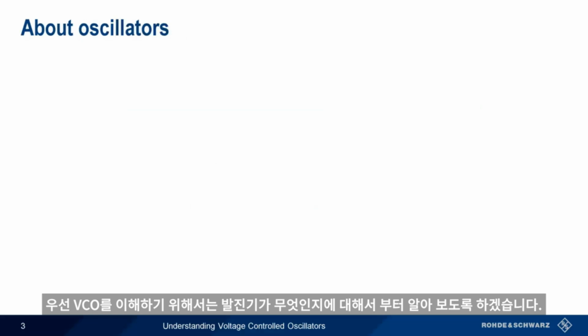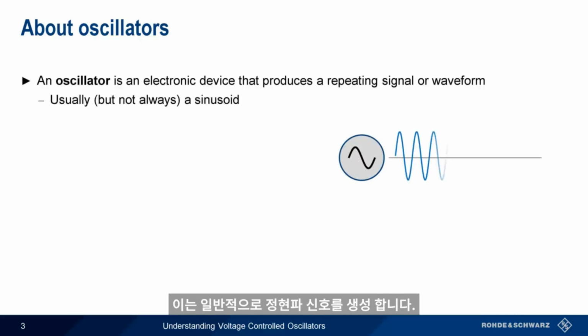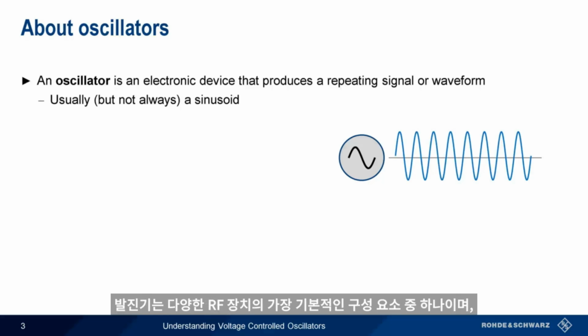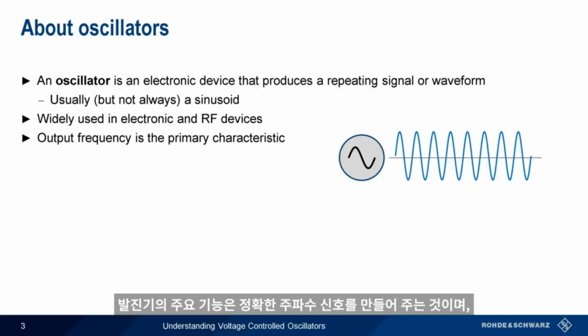To understand voltage-controlled oscillators, we'll start with a quick explanation of what an oscillator is. Broadly speaking, an oscillator is an electronic device that produces a repeating signal or waveform. This is usually, but not always, a sinusoidal signal. Oscillators are one of the most fundamental components in a wide variety of electronic devices, and many RF devices have multiple oscillators.